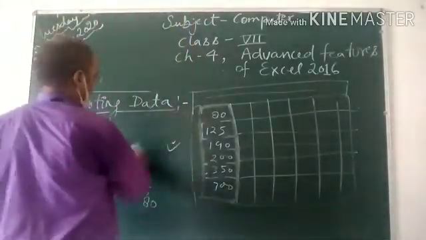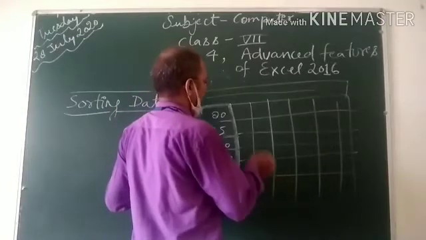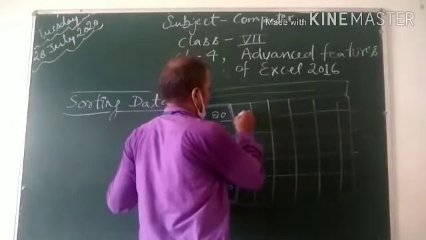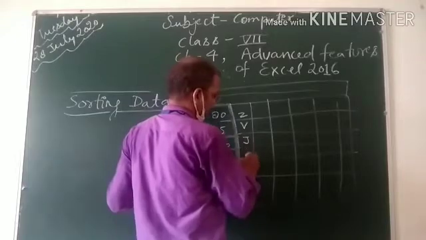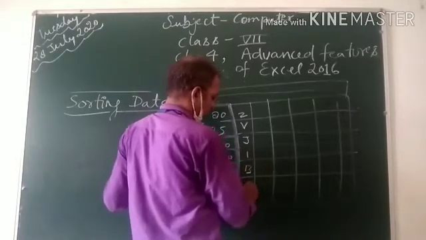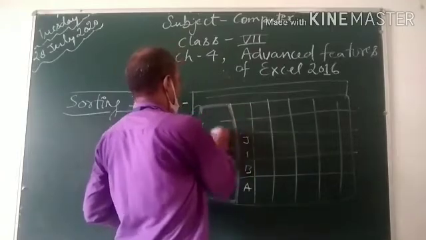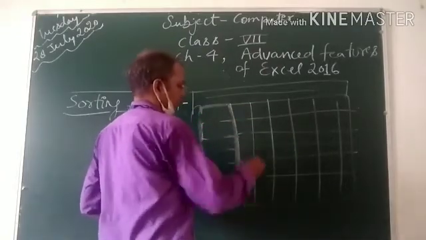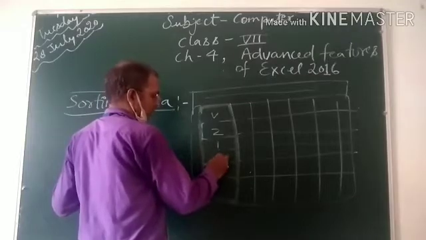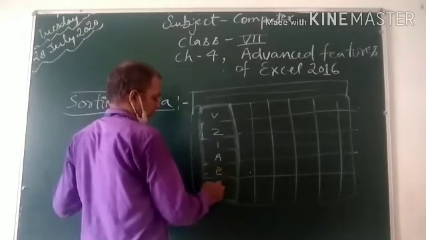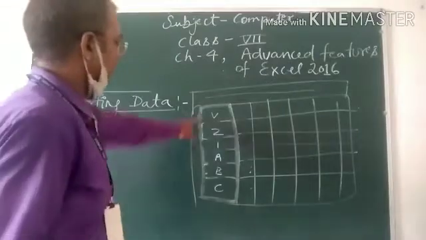And simple enough. If you want to write names here, if you want alphabetical words, for example Z, V, I, A, B, C. Okay. Here are 1, 2, 3, 4, 5, 6.